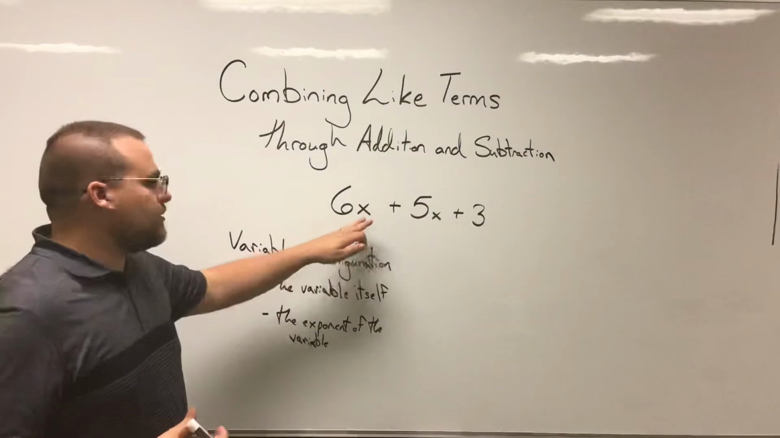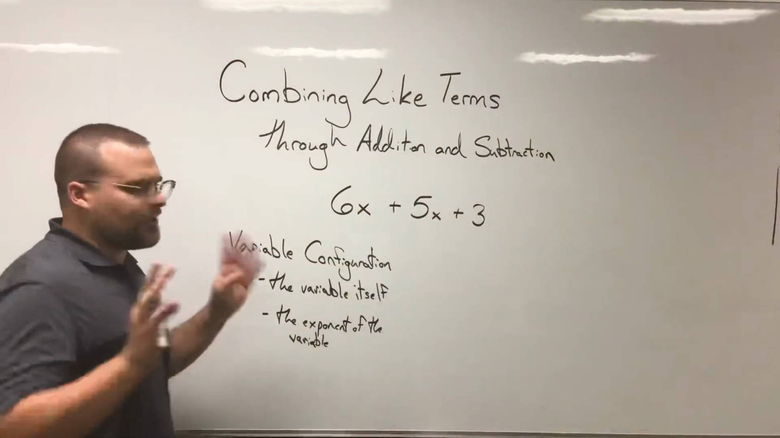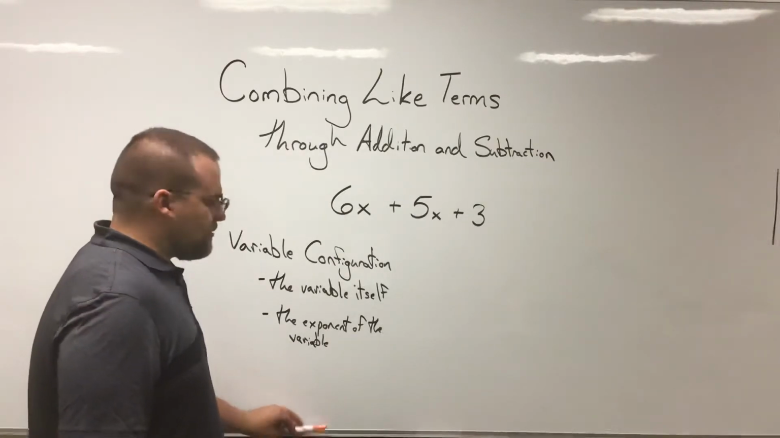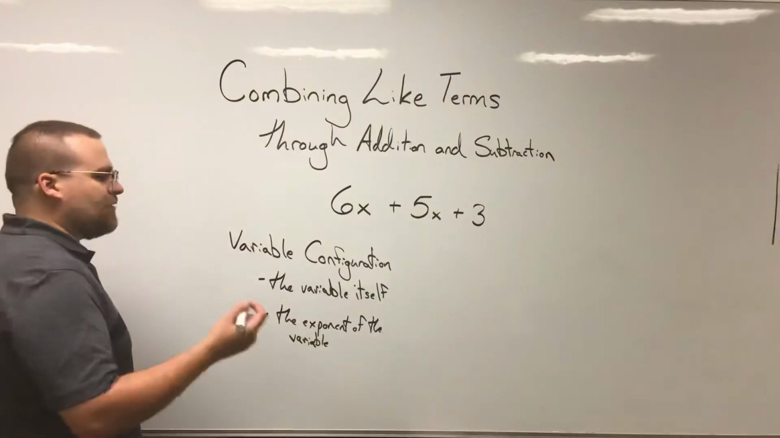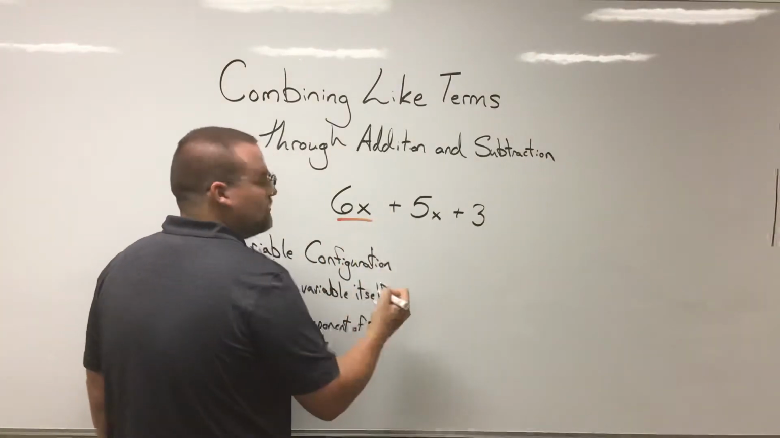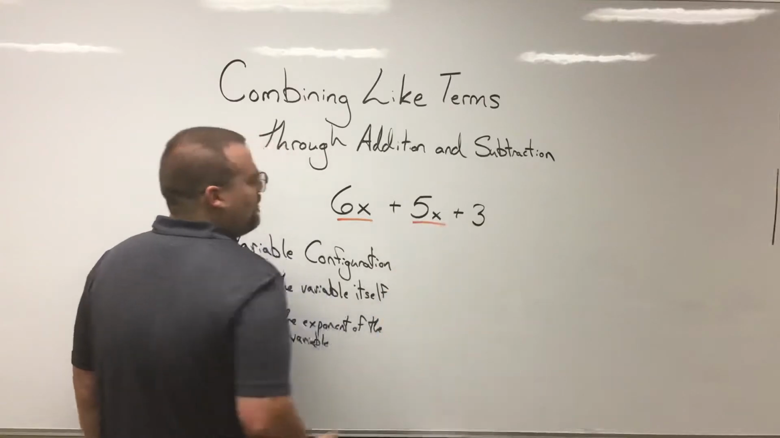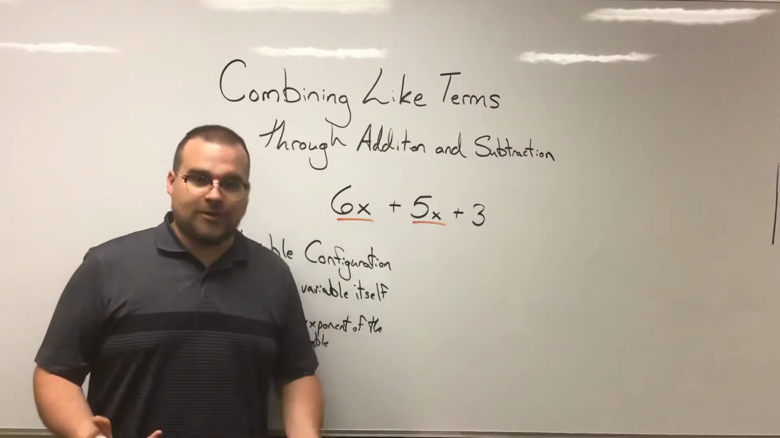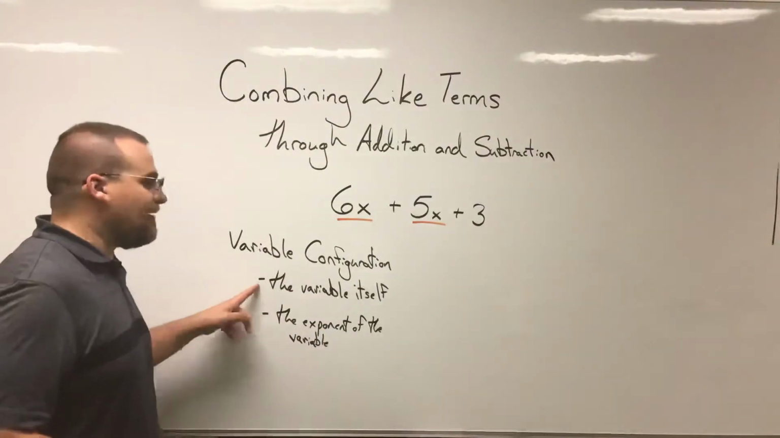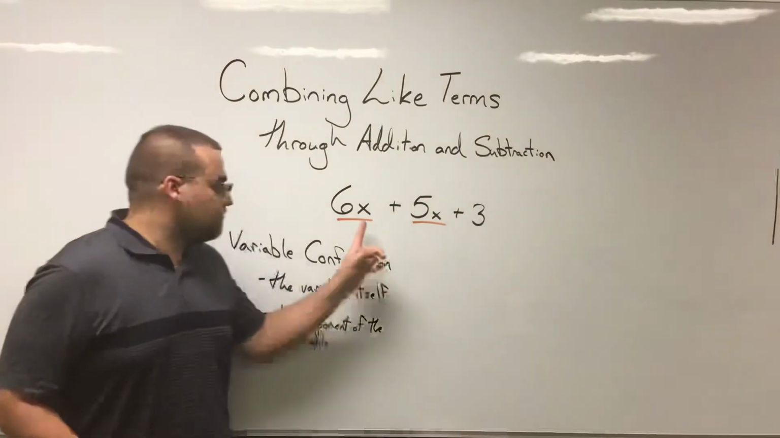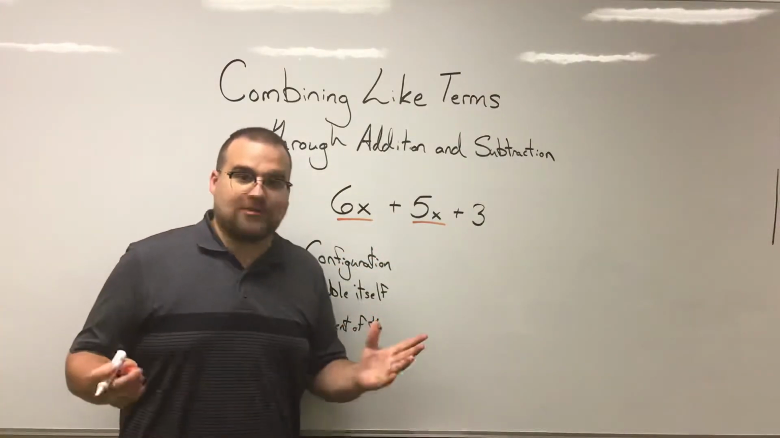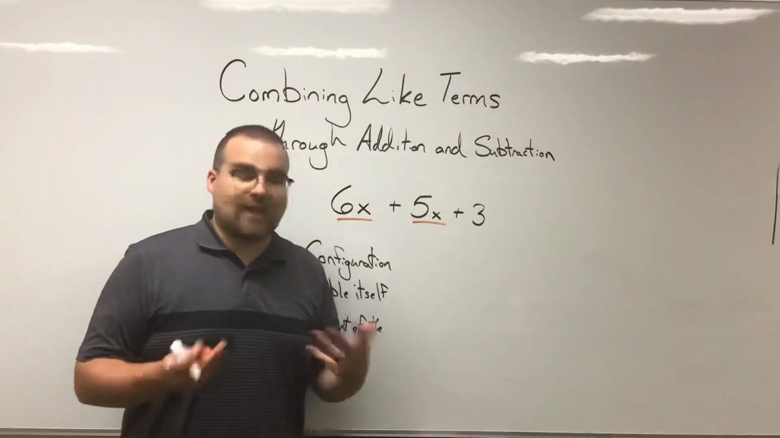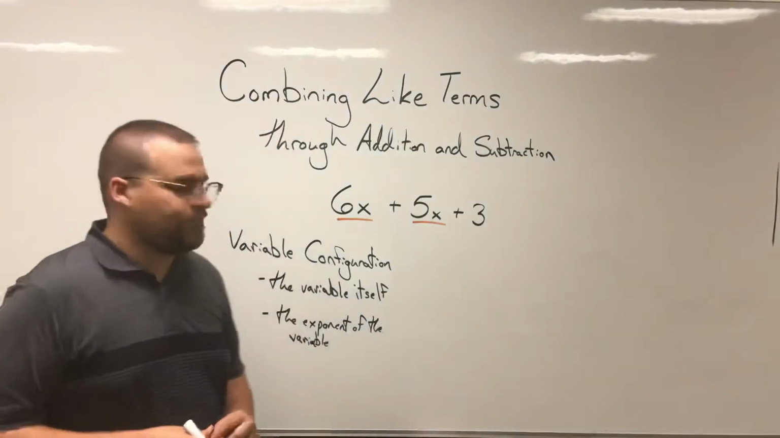So whenever we take a look at an equation like this, or an expression, sorry, I get those terms swapped all the time. But whenever we look at something like this, and we see our variable terms, we have 6x, and then we have a positive 5x. Do these terms share the same variable configuration? Well, let's check. Do they have the same variable? They do. Both of them have an x. That's exactly the same. It's not one with an x, one with a y. If they were different letters, then they wouldn't match.